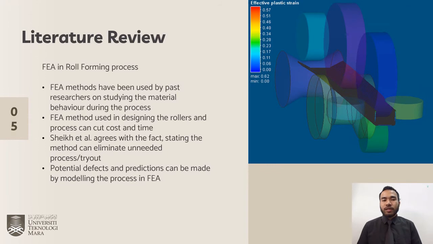The first literature is about the FEA in designing the roll forming process. Past researchers have been studying on the roll forming process to actually predict the material behavior during the roll forming process. In doing so, they found out that the FEA software implemented during the manufacturing process can significantly reduce the time and cost of manufacturing. This is mainly due to the fact that FEA software can eliminate unneeded process and tryouts for the fine-tuning process. Not only that, defects on the material during the roll forming process can also be pointed out by analyzing the material behavior during the deformation.